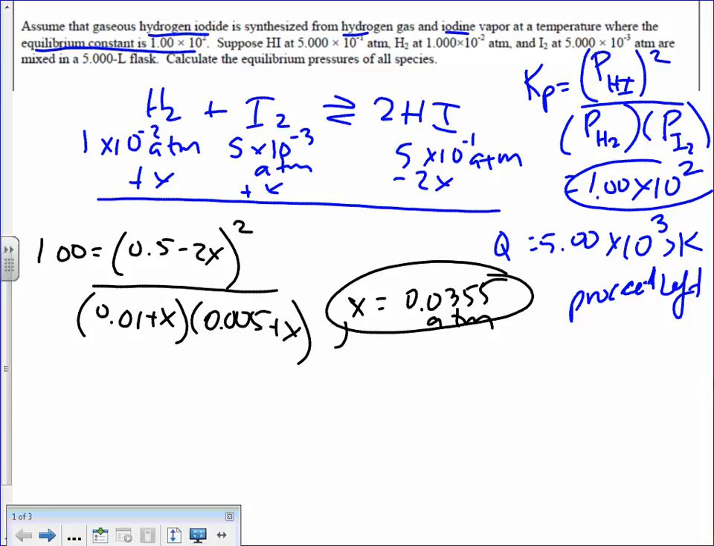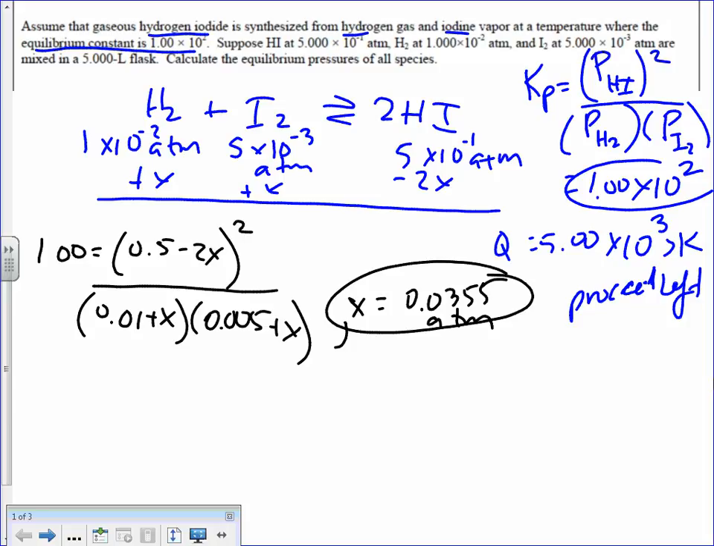Use PV equals nRT to find the moles of each gas, and then divide by the liters given, right. So if I ask for concentrations, you'd have to take this pressure, plug in the PV equals nRT, and solve for moles over liters to get you concentration, and then that's what you would put into the Kc expression and so forth.